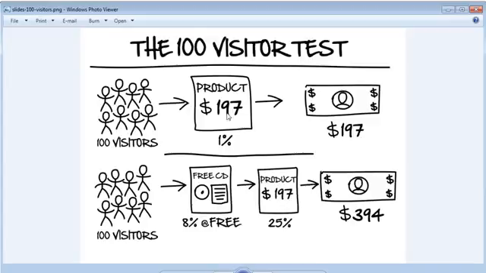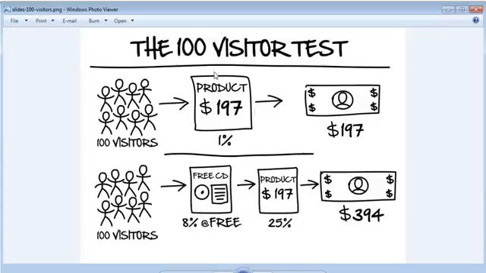Now, getting a sales letter or sales video to the point where it would sell a $197 product was not easy. We had to hire some of the best copywriters in the world, pay them 15, 20 grand to write a sales letter. And when all was said and done, if we could get about a 1% conversion rate, we were doing really well. So we drive 100 visitors through, about 1% buy, and from 100 visitors, we make about $197.